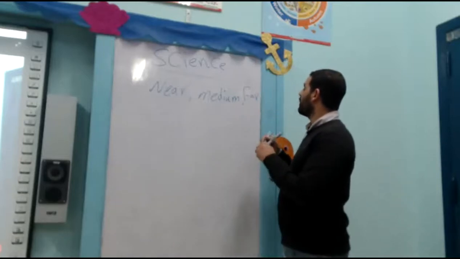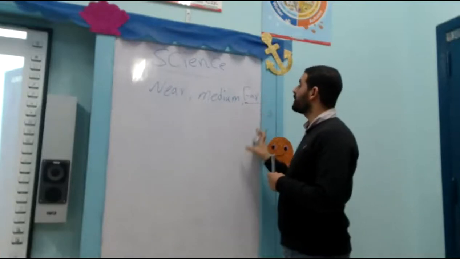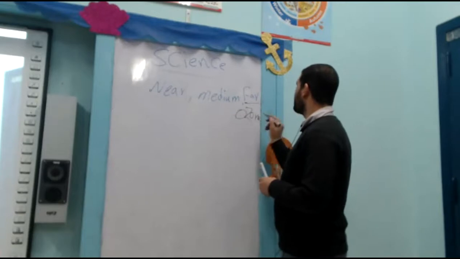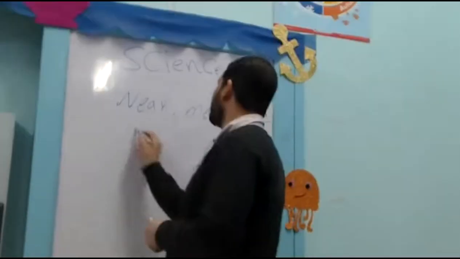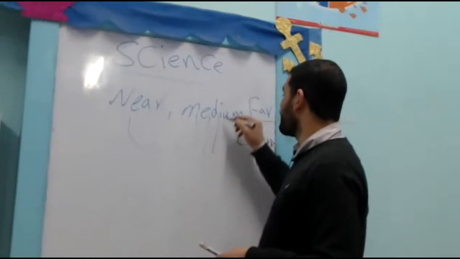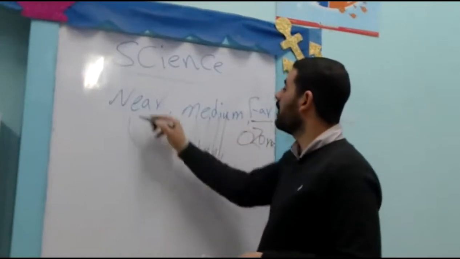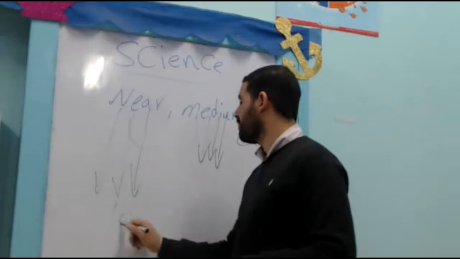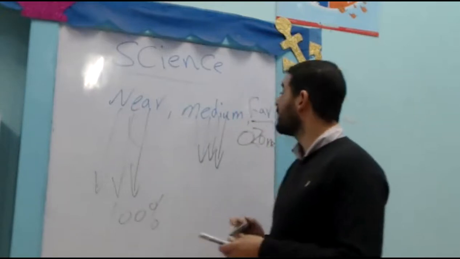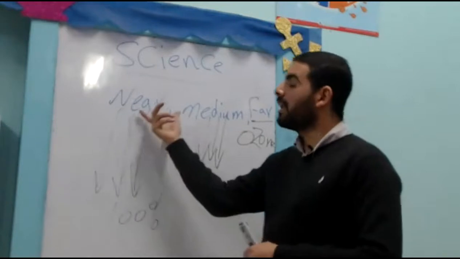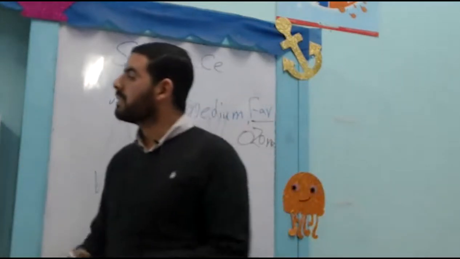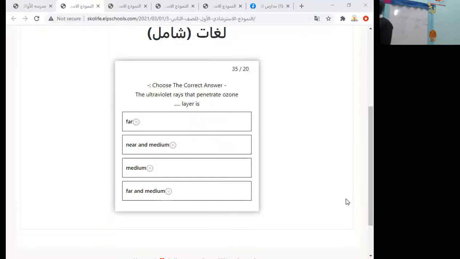Okay, the far ultraviolet rays are very harmful, so they can't penetrate the Earth's atmosphere or the ozone layer. They are absorbed by the ozone layer. While a part of the medium rays can penetrate the ozone layer, all of the near ultraviolet rays, 100% of them, can penetrate the ozone layer. So the ultraviolet rays which can penetrate the ozone layer are the near and medium, number 2.